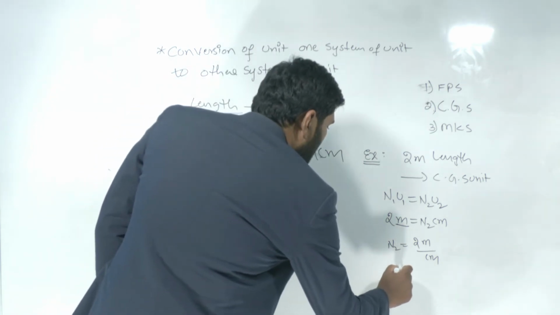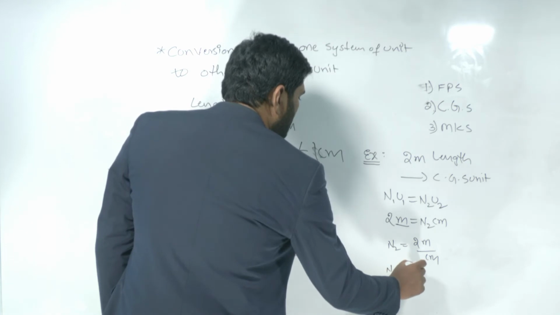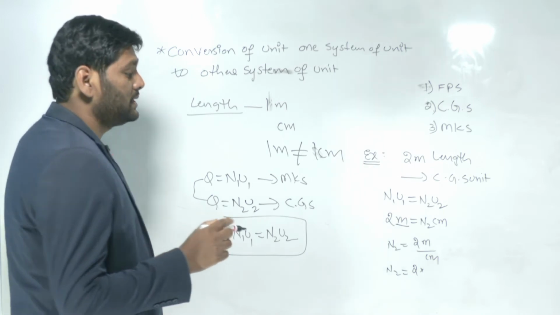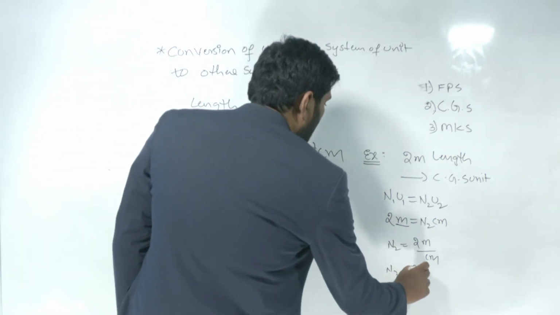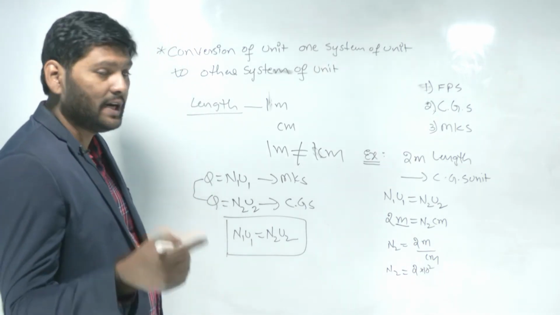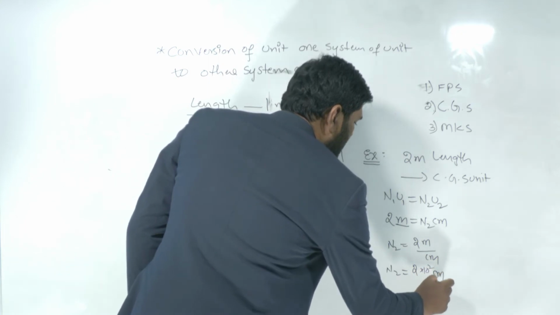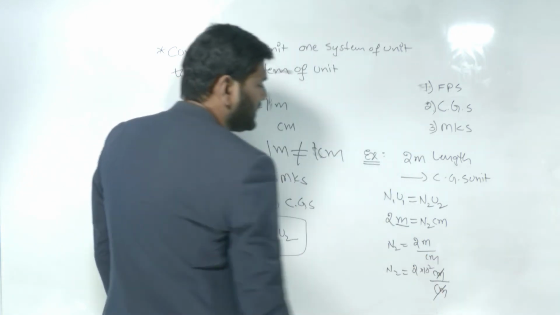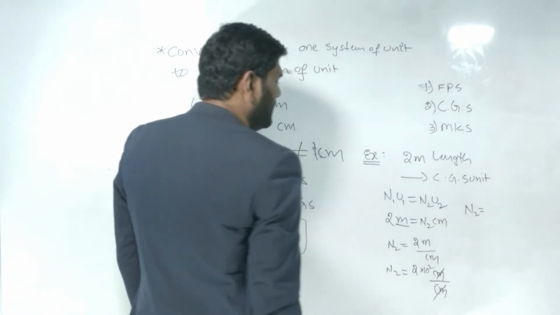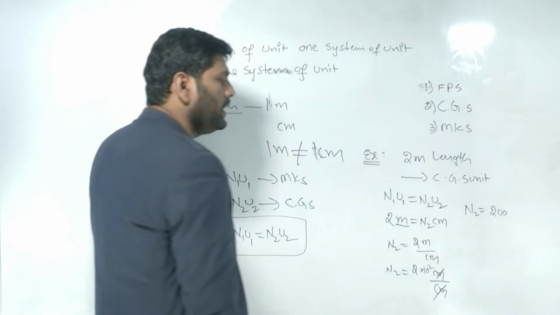Then n2 is equal to 2. So here, 1 meter is equal to how many centimeters? 1 meter is equal to 10 power 2, 100. Actually, 1 meter is equal to 100 centimeter, which is 10 square centimeter by centimeter. Here the centimeter cancels. So the n2 value is 200.